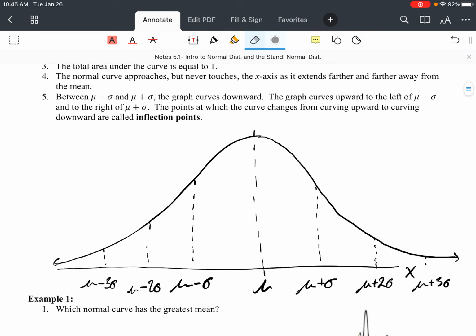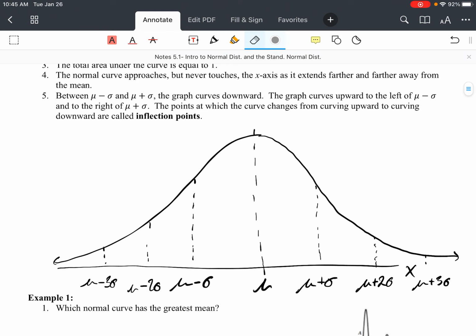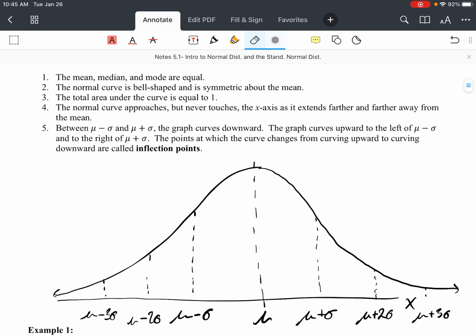conditions. It says the mean, the median, and the mode are all equal. In other words, this becomes a symmetric bell curve. So this side should look the same as this side of your bell curve in order for it to be symmetric. Then it says the normal curve is bell-shaped and is symmetric about the mean. So we have that.